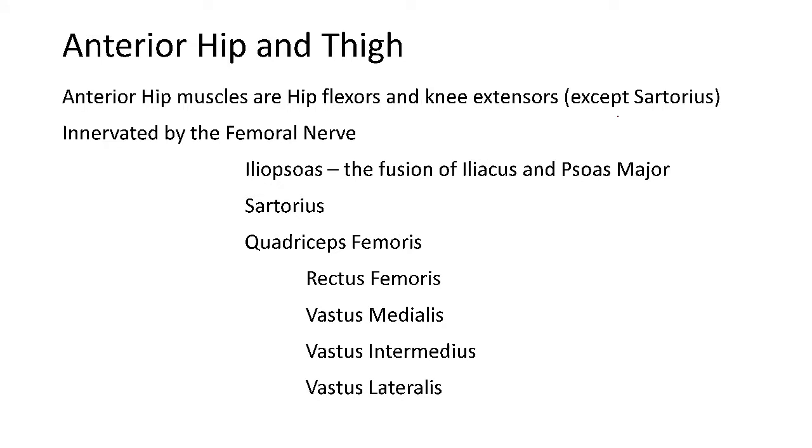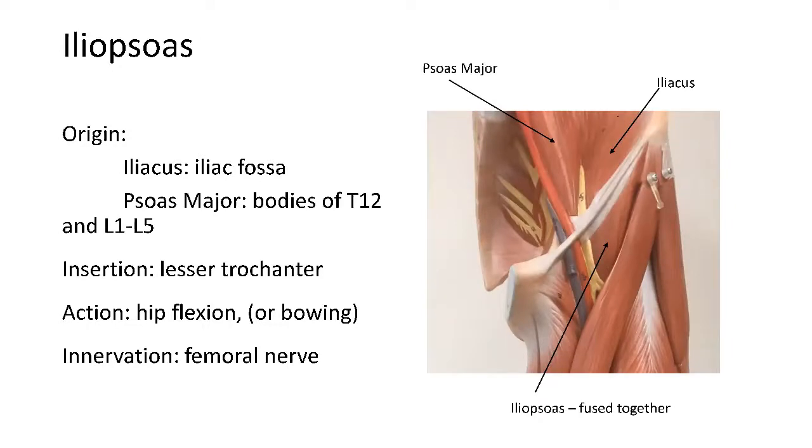There's actually 6 muscles here. Quadriceps is the biggest group, but we have 2 other muscles. One of them is known as iliopsoas, which is actually a fusion of iliacus and psoas major. And we have a muscle named sartorius, as well as the quadriceps. And then we have 4 muscles in the quadriceps, which are actually different. All 6 of these muscles are innervated by the femoral nerve. Let's start here with iliopsoas.